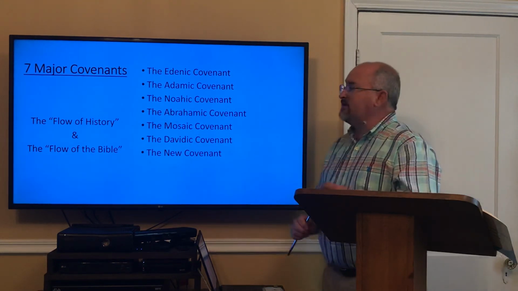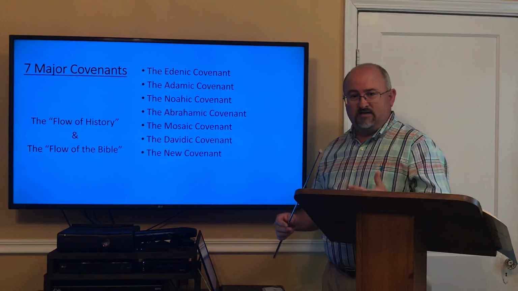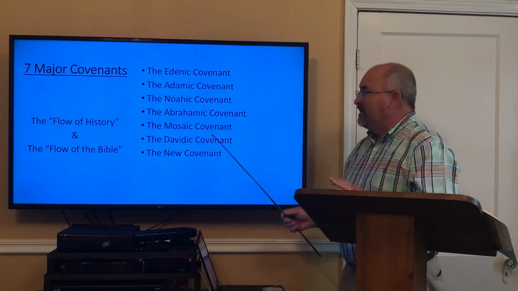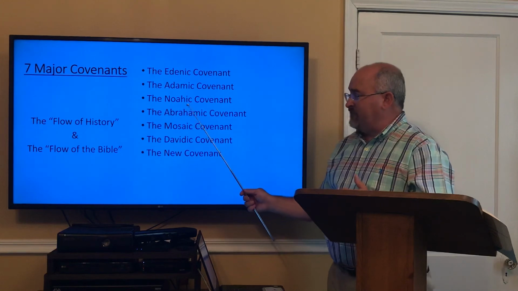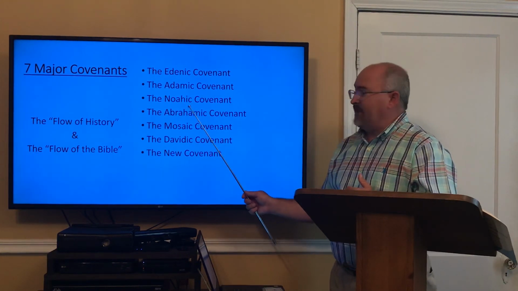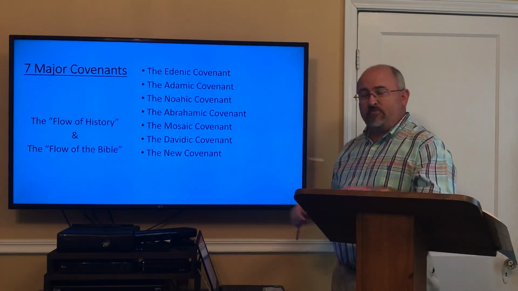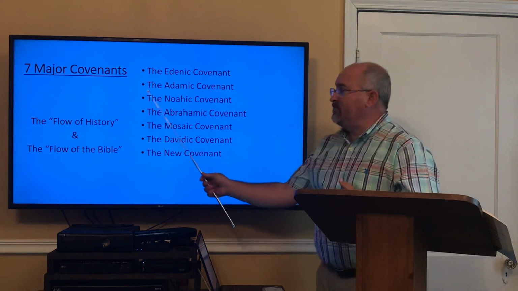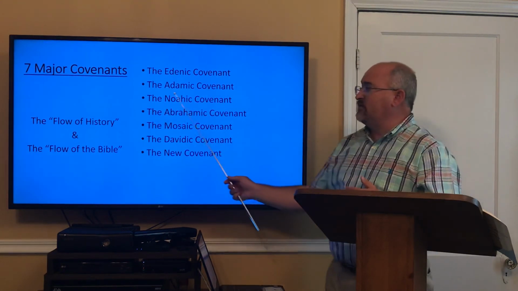The Noahic covenant, God made a covenant with Noah. Noah was the only man that found grace in God's eyes. Everybody else was totally wicked throughout the entire world, and so God chose Noah and his family. He had Noah build an ark. Noah built the ark, and God said through Noah, I would replenish the earth. And so he started over. All the people in the world were killed except for Noah and his family.